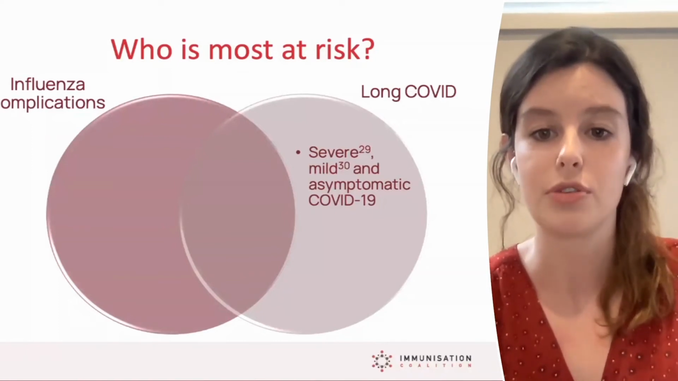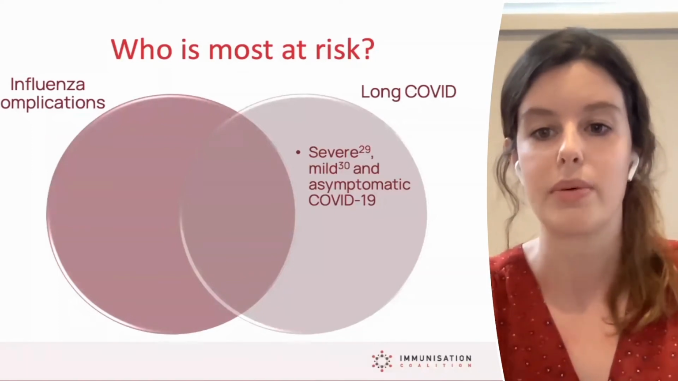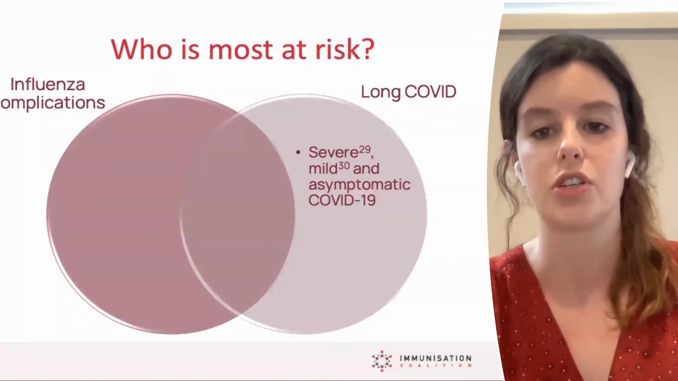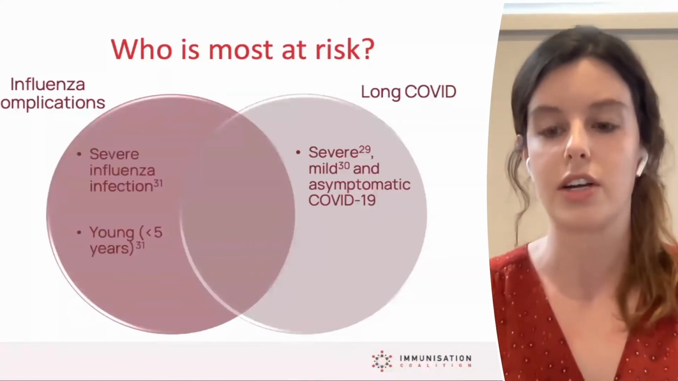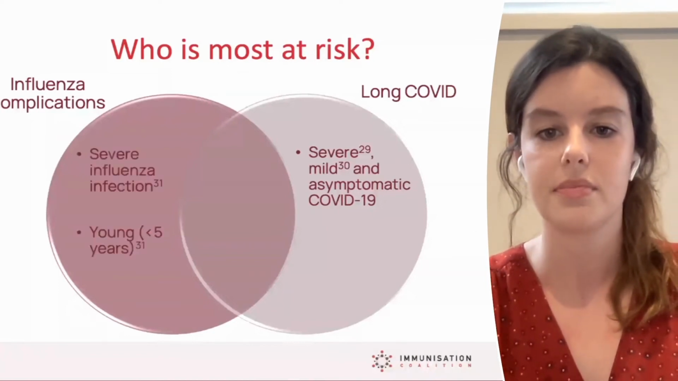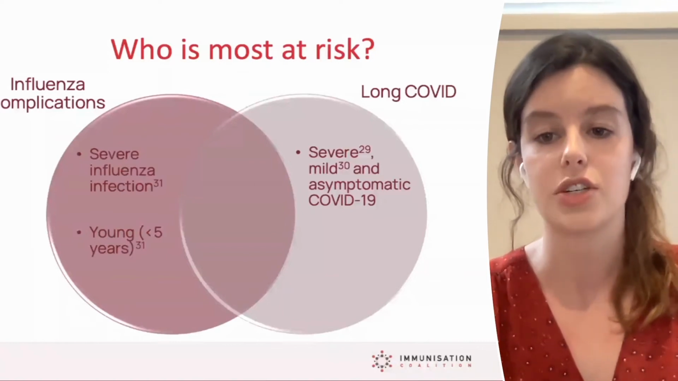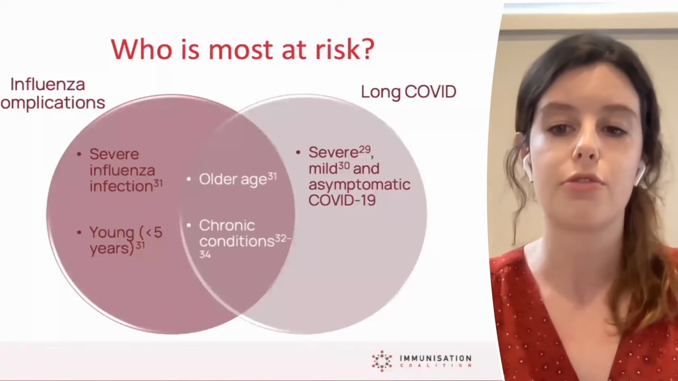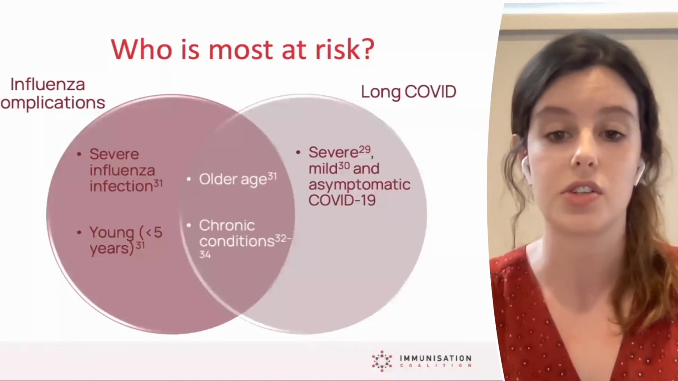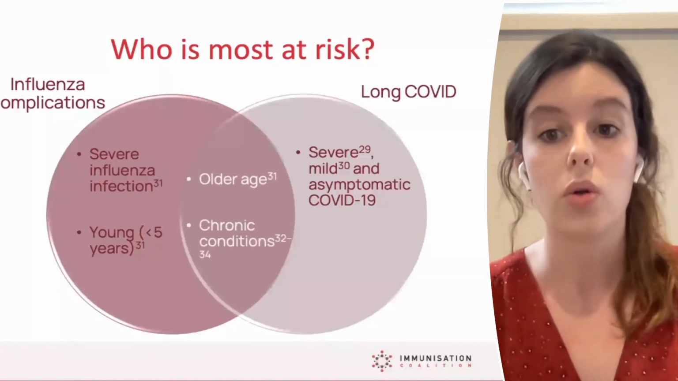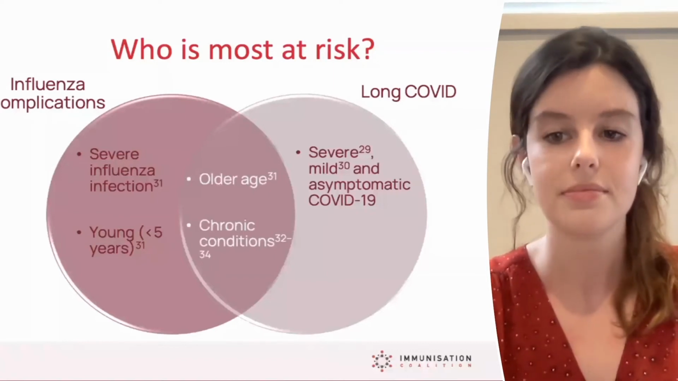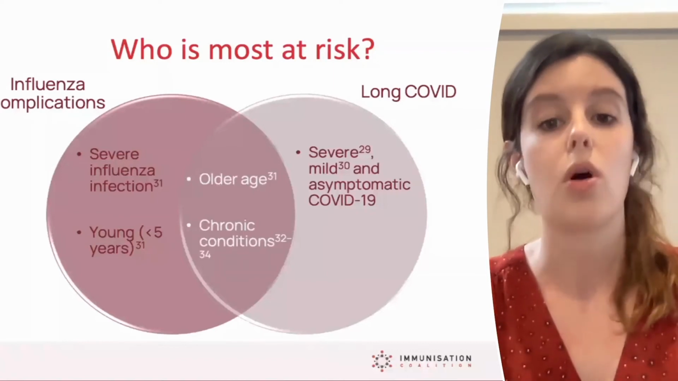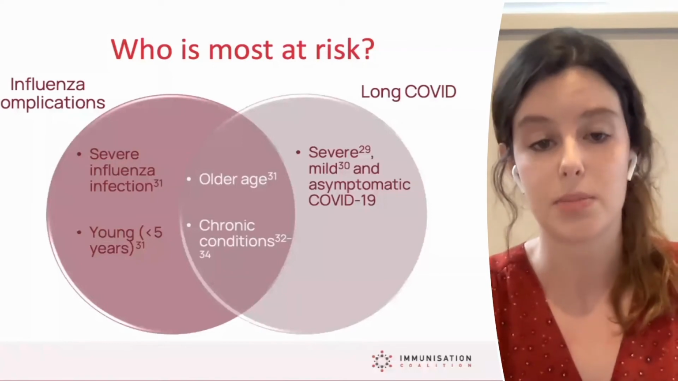And this is quite different from what we see with influenza, where we tend to see those cardiac complications emerging in patients who had really severe respiratory illness. Both long COVID and complications from influenza are more common in people of older age and people suffering from pre-existing chronic illnesses such as obesity, diabetes, or long-term lung conditions. Long COVID is also more common in females, which again, we don't see as much with influenza.